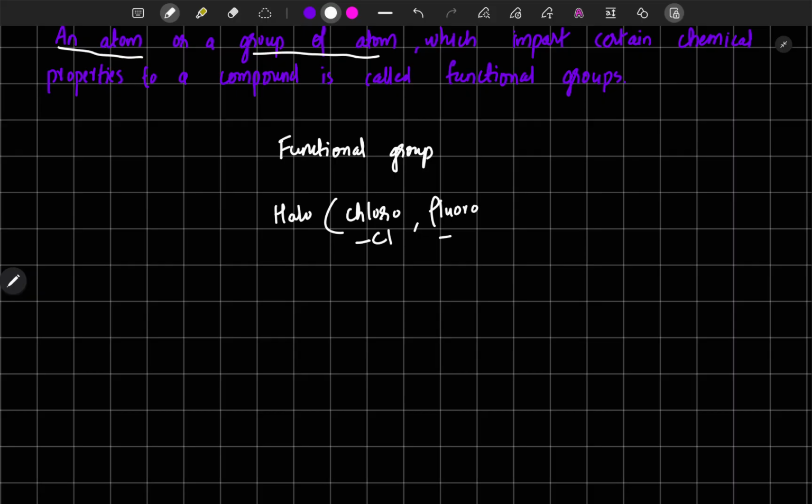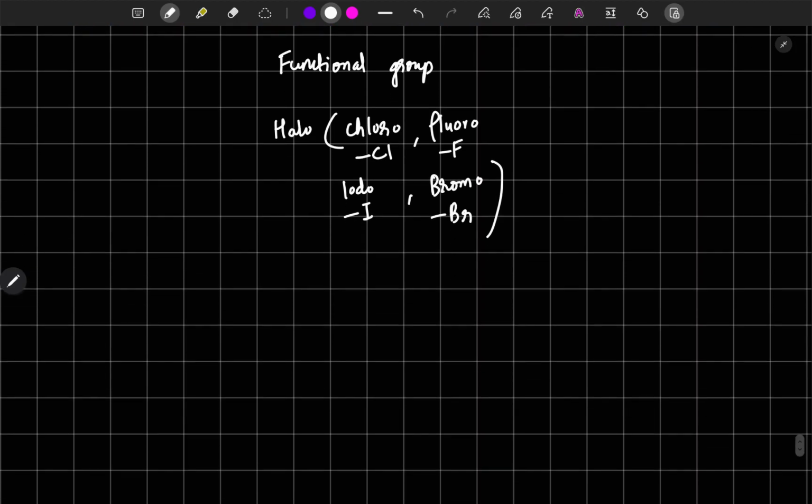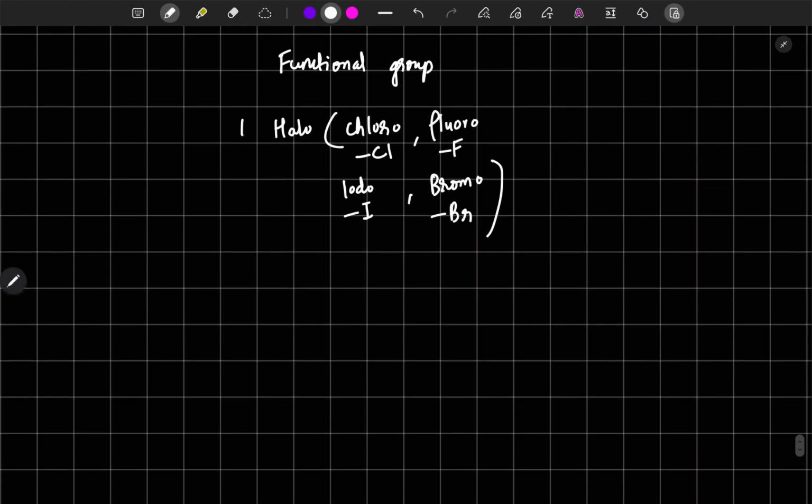Fluoro. There is also iodo. Iodo means an iodine group is attached, and bromo means a bromine group is attached. Okay, so these are some examples of halogen functional groups. Now, we can give number 1 to this, and we can give number 2 to this.